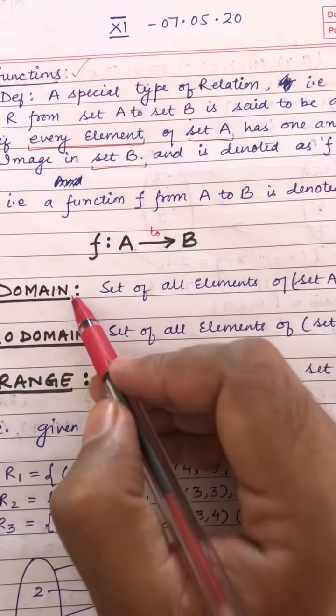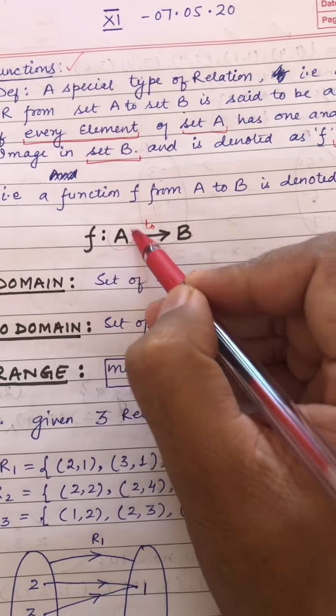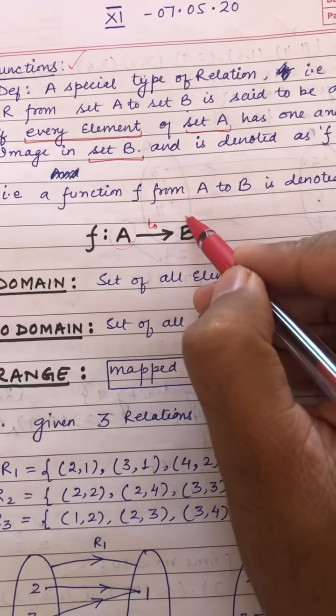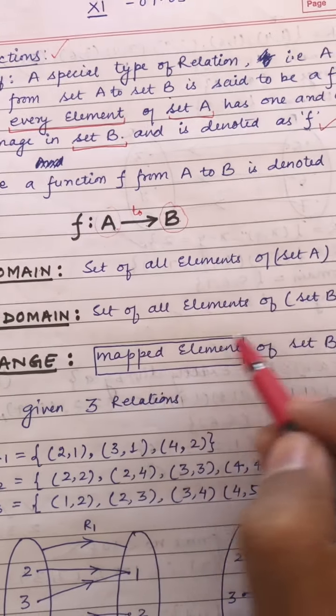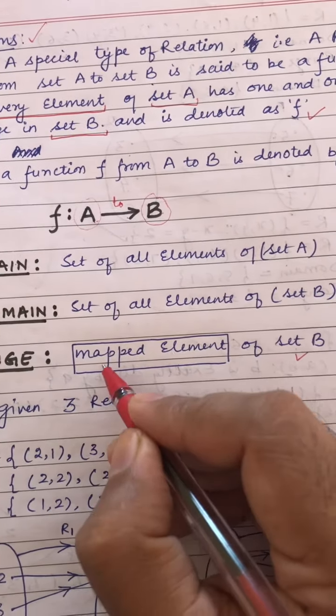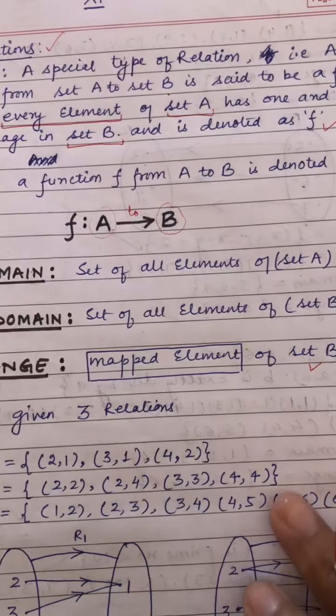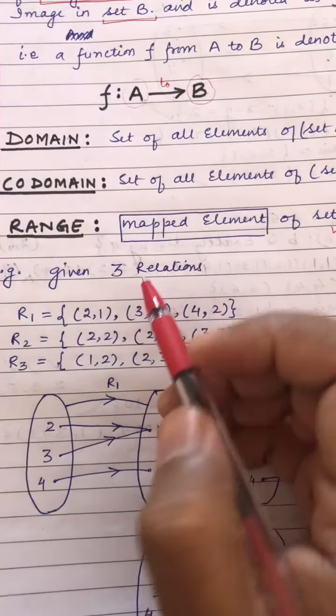Now, what is the domain? Domain is set A. Set A is domain, set B is codomain. And what is range? Range is the mapped elements of set B. Now, what is the meaning of mapped element? This we'll discuss afterwards.